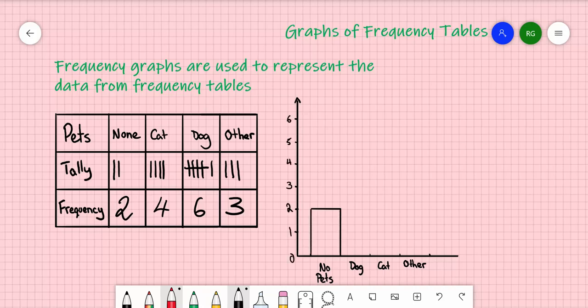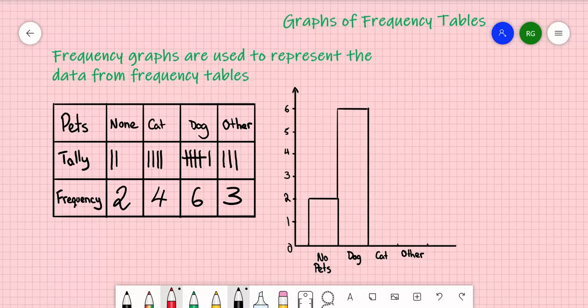As you can see, I've now included the no pets column, which goes up to 2. The dog column is about to go up to 6, and I'll go ahead and fill in the cat and the other. And there you have it, a completed frequency graph.